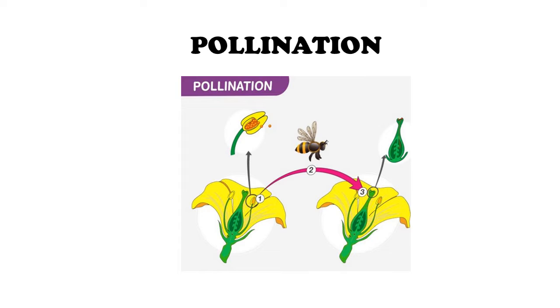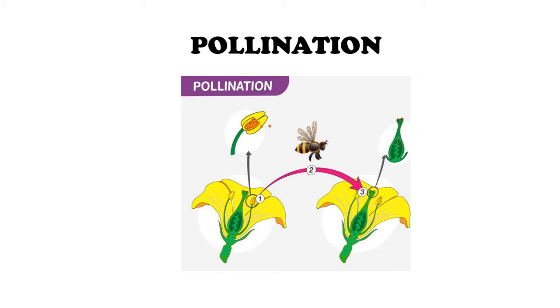Flowering plants have seeds. The seeds carry the genetic information of the parents and develop into a new plant. Isn't it?